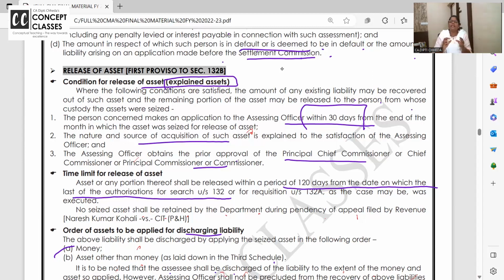समझ में आ रहा है? Then that asset will be released within 120 days of the completion of the raid. Okay? This is what it is. देखो. Conditions for release of the asset.